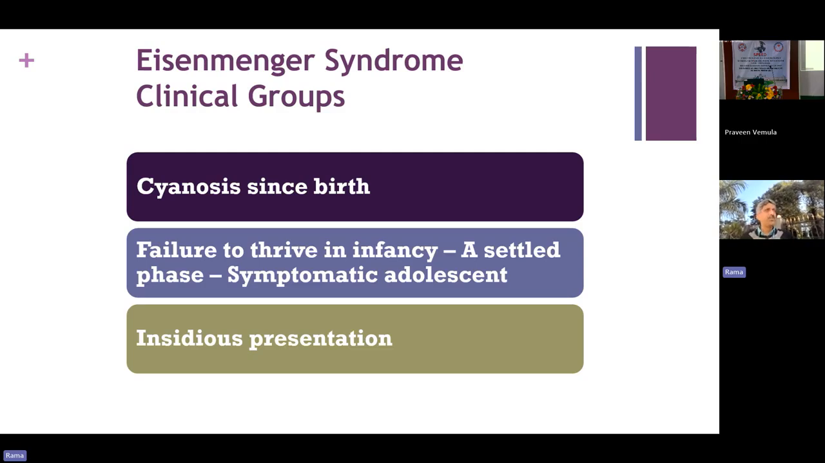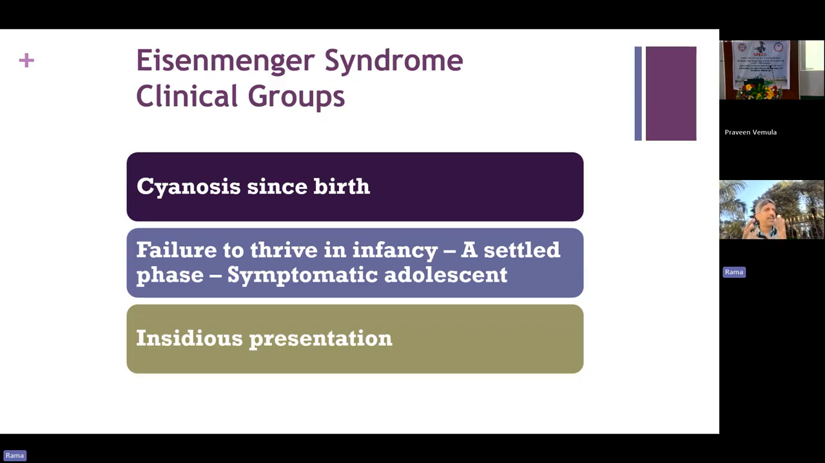Coming to the clinical features and clinical recognition, I always say that there are 3 different subtypes of Eisenmenger. The most common one, which we always want to listen for, is found in roughly 50% of patients. That is, there is a history of failure to thrive in infancy, recurrent heart failure and recurrent admissions, and then there is a settled phase.